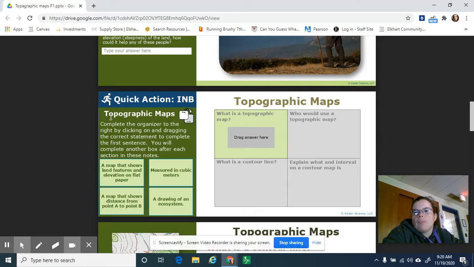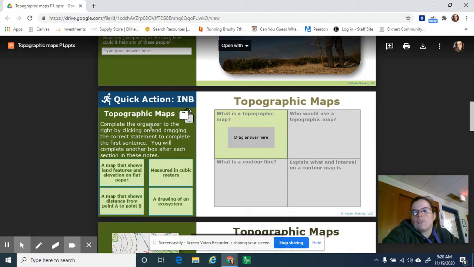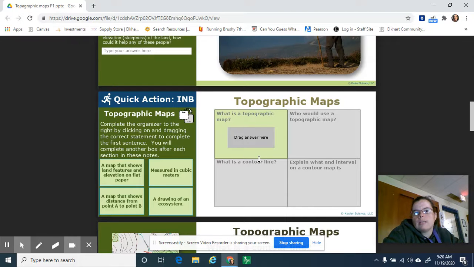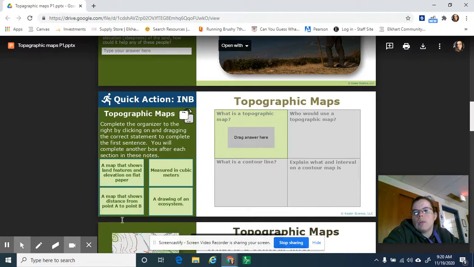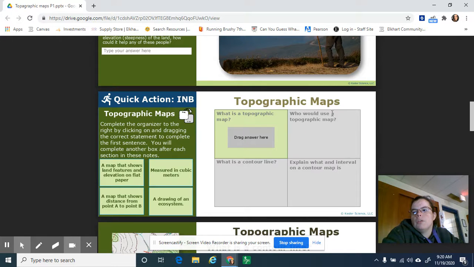Quick action. Topographic maps. Complete the organizer to the right by clicking and dragging the correct statement to complete the first sentence. You will complete all of these boxes after this section here because I condensed them all together. So you will match up where these go. But who would use a topographic map? You will insert a text box right here to put your answer as to who would use a topographic map. What type of person would need to use a topographic map?